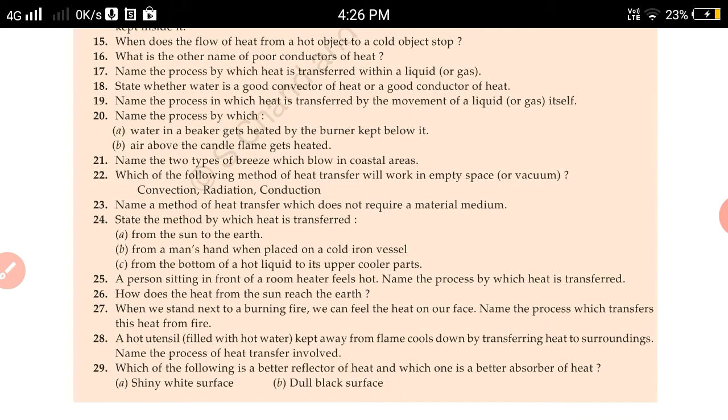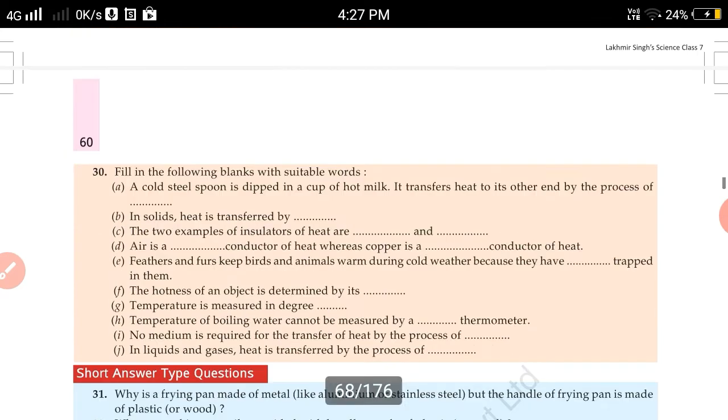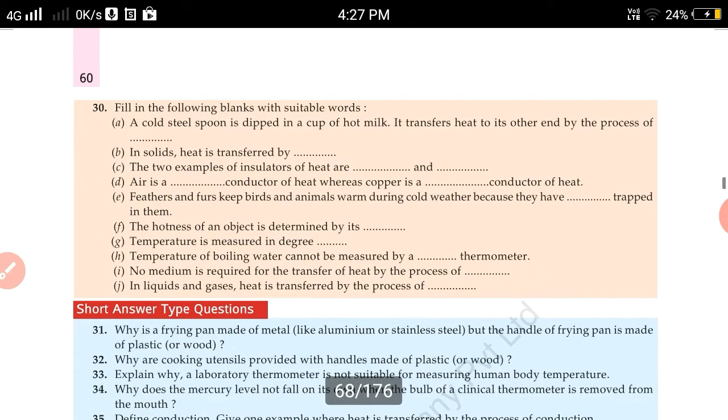Which of the following is a better reflector of heat and which one is a better absorber of heat? Shiny white surface is a reflector and dull black surface is a good absorber. And next, 30th question, fill in the following blanks with suitable words.